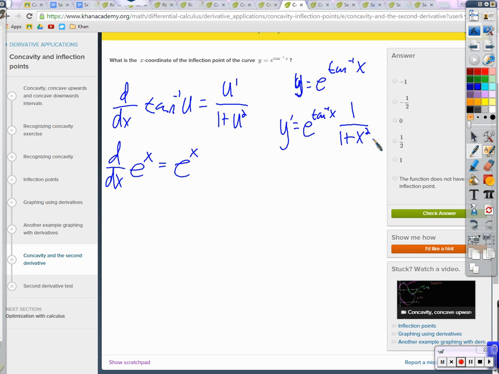Okay. Is that it? We're down to the first derivative? Yeah. We have the derivative of e to the x is e to the x, so e to the inverse tangent of x, times the derivative of the inside function, which is the inverse tangent. There's nothing inside of the inverse tangent function. It's just x. So we take the second derivative.